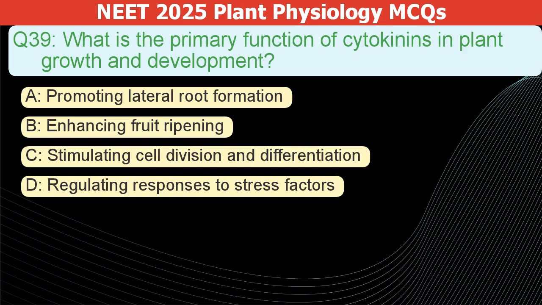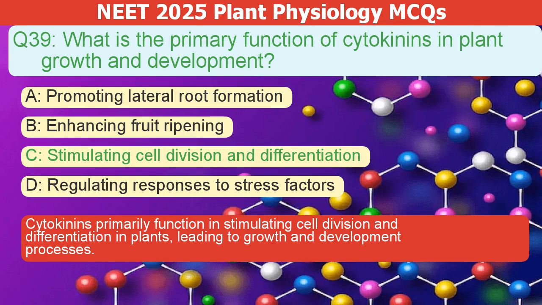What is the primary function of cytokinins in plant growth and development? A. Promoting lateral root formation. B. Enhancing fruit ripening. C. Stimulating cell division and differentiation. D. Regulating responses to stress factors. The correct answer is C. Cytokinins primarily function in stimulating cell division and differentiation in plants, leading to growth and development processes.